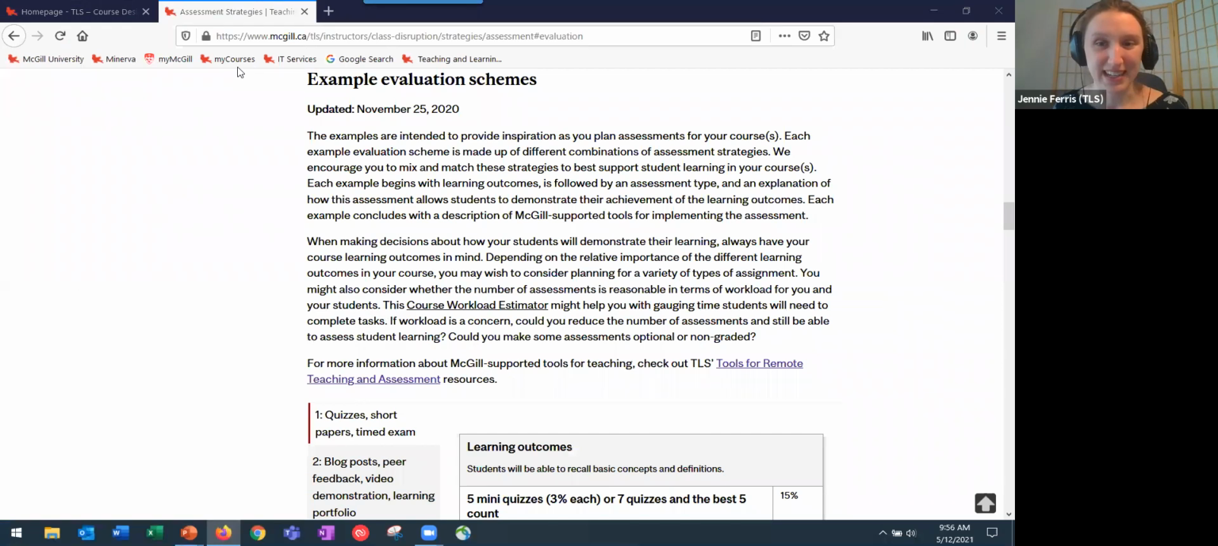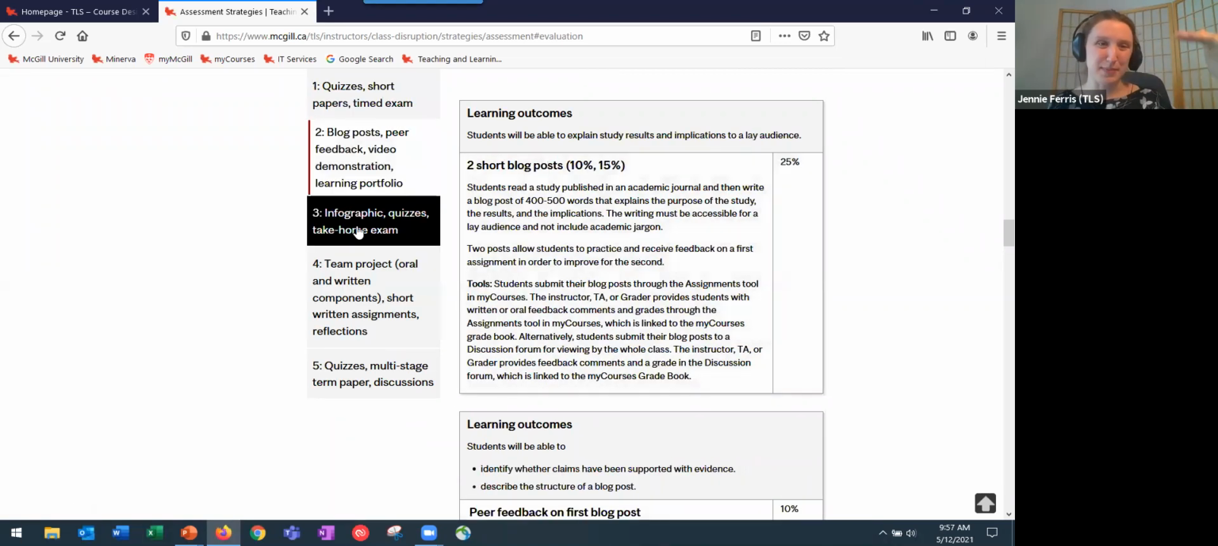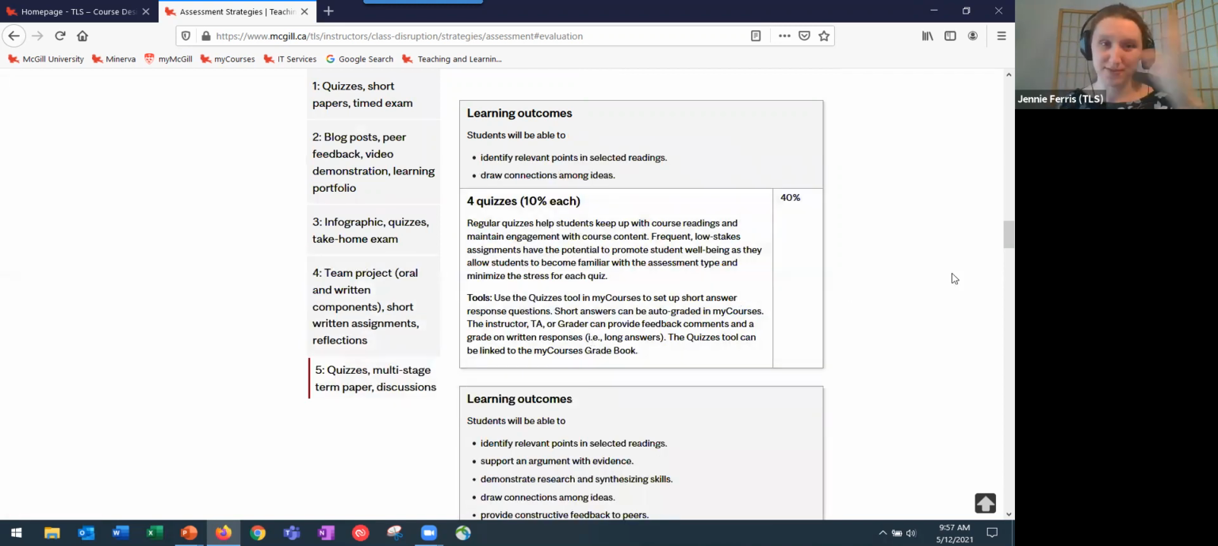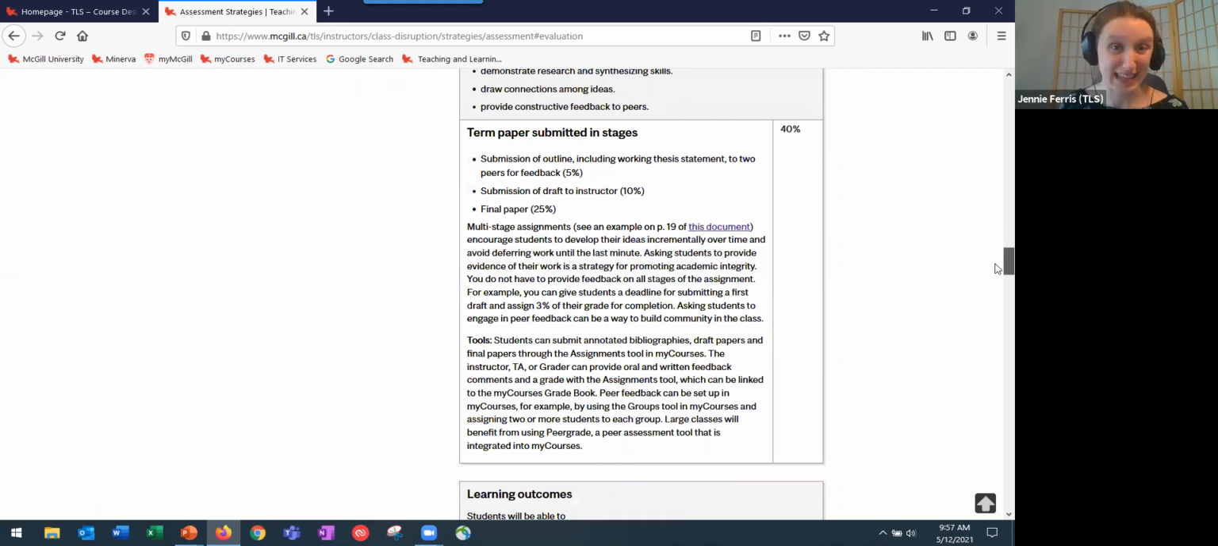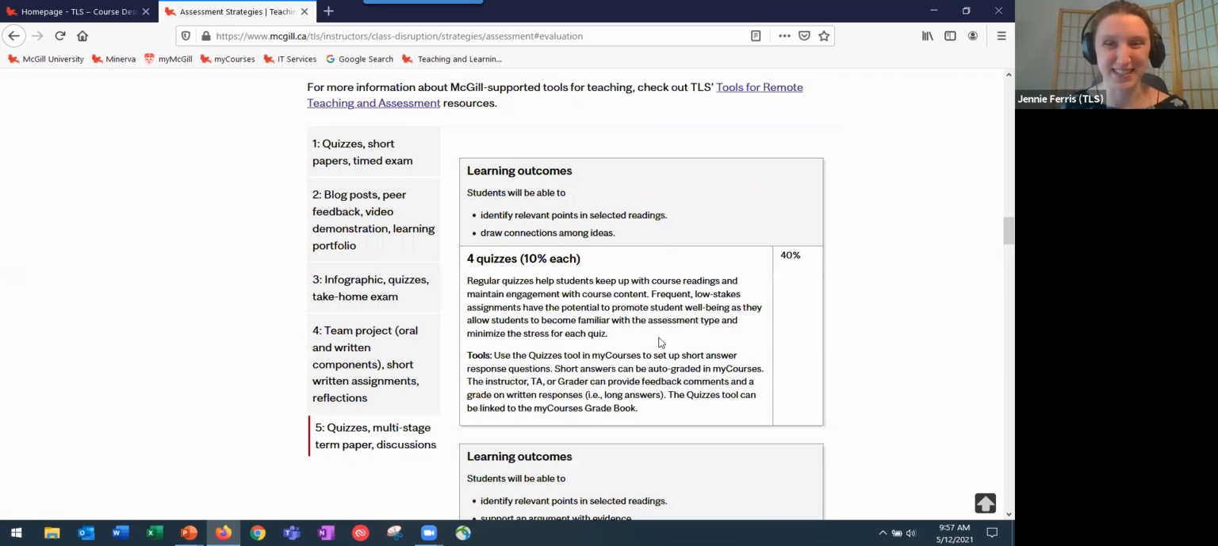So Carolyn is now sharing a page of the TLS website that you'll be able to access with the link that Rose has included in the chat. This page has example evaluation schemes for several different types of evaluations. And you'll see that each type is linked to a learning outcome and to some tools. As you click down the page there are 5 different tabs. So it gives you some ideas, across a number of different course contexts and aims, of those learning outcomes, some things that we hope might be inspiring for you to consider for your own courses.